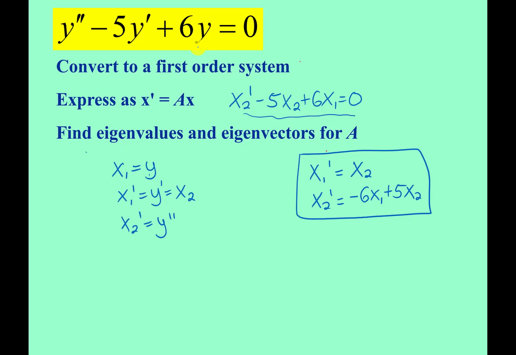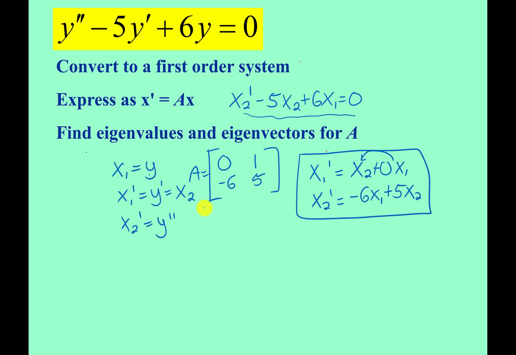Now let's find the eigenvalues and eigenvectors. So first of all, we want to take the determinant of A minus lambda I. Well, let's write down what A would be then. And we just pick off coefficients. We have the x2 here. We have no x1s. We're going to put that first though. So there's 0, and then x2 is 1. And in the second equation, we got negative 6 on the x1s and 5 on the x2s.